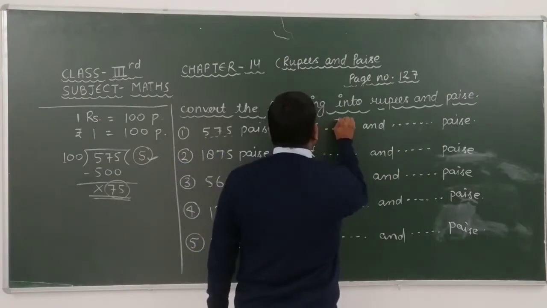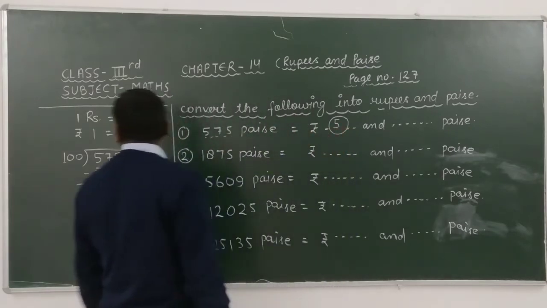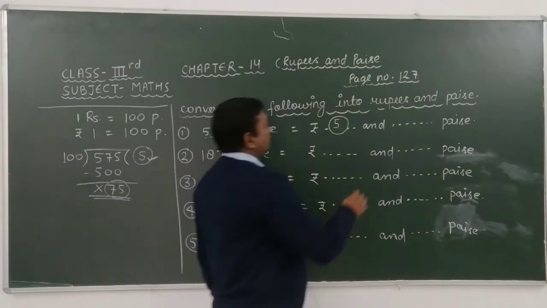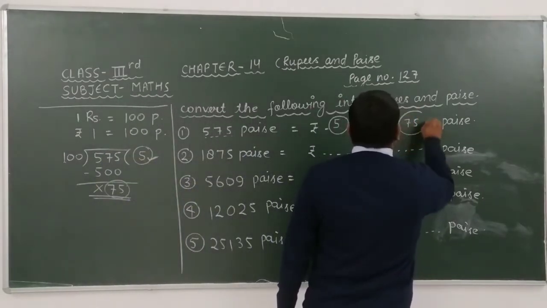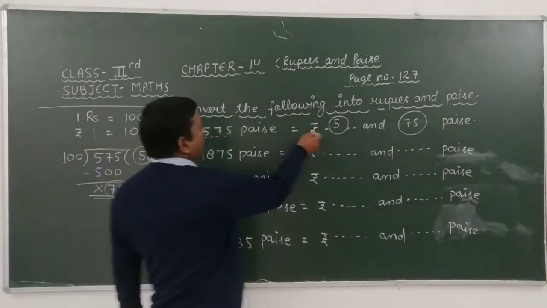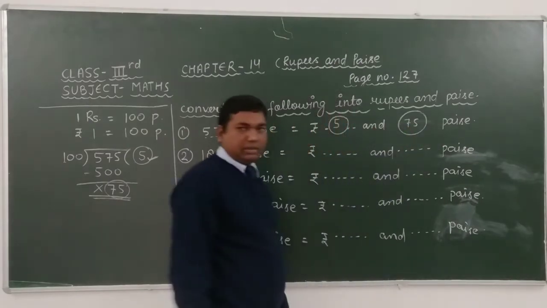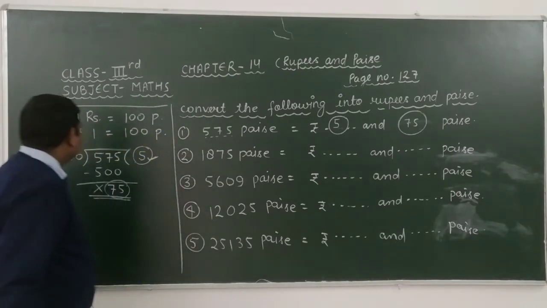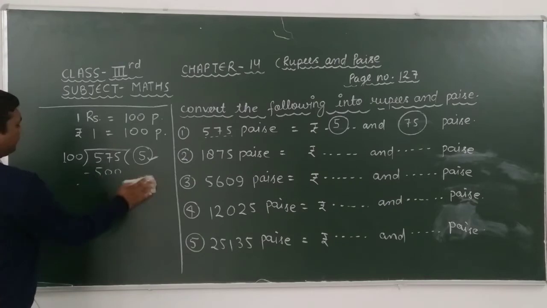and 75 in paise. Then we get 575 paise is equal to rupees 5 and 75 paise. Understand? Similarly, we have to solve all the given questions.